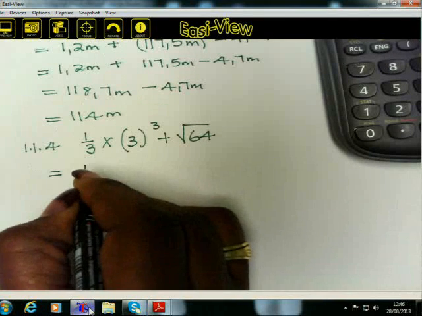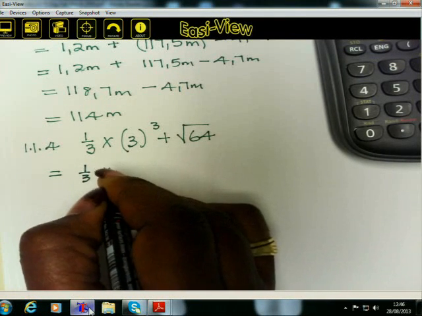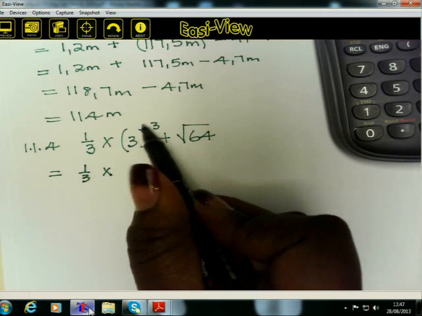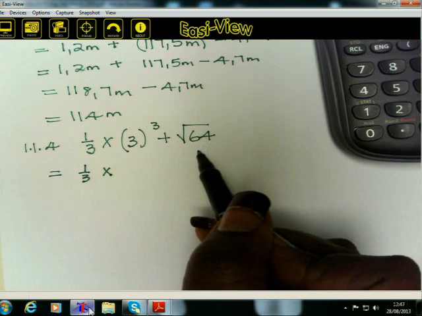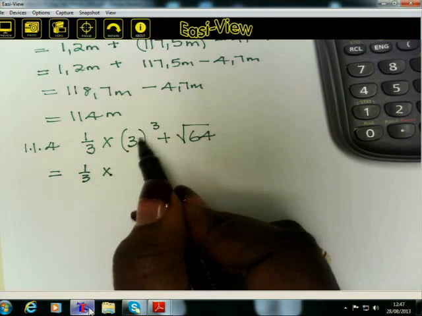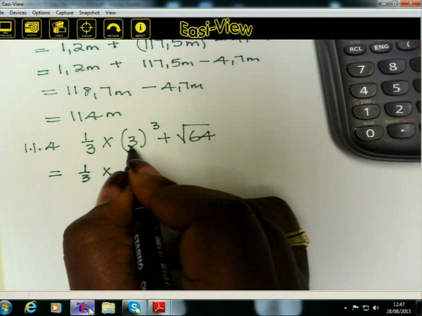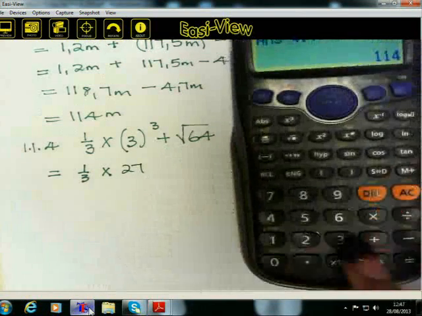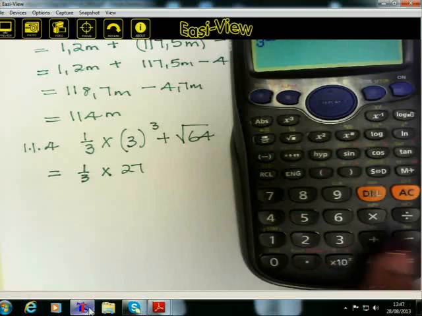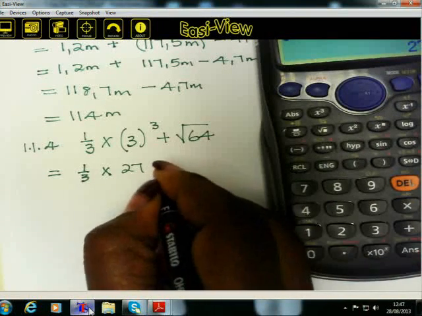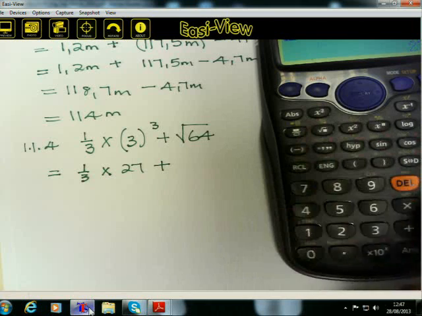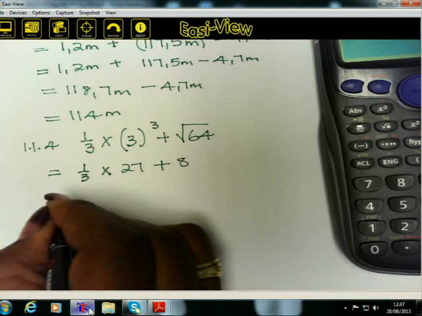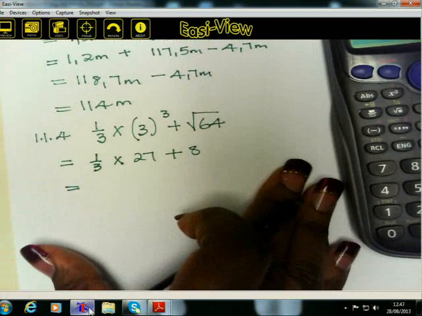I would advise that we bring down the 1 over 3 as it is, the multiplication sign. But in this step we need to solve what we have there between the brackets with that cube and the square root of 64. So you can check this with your calculator, but 3 to the power 3, it means we have to multiply 3 times, and that gives us 27. We can check in our calculator. We get 27 plus the square root of 64. The square root of 64 is 8, but let us just check that. We get our 8.